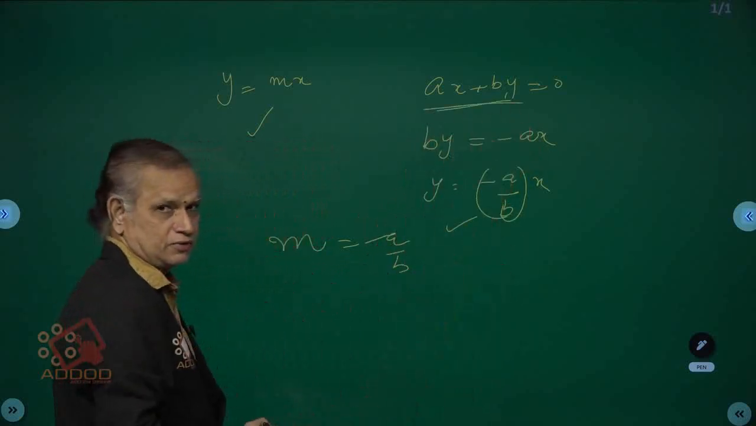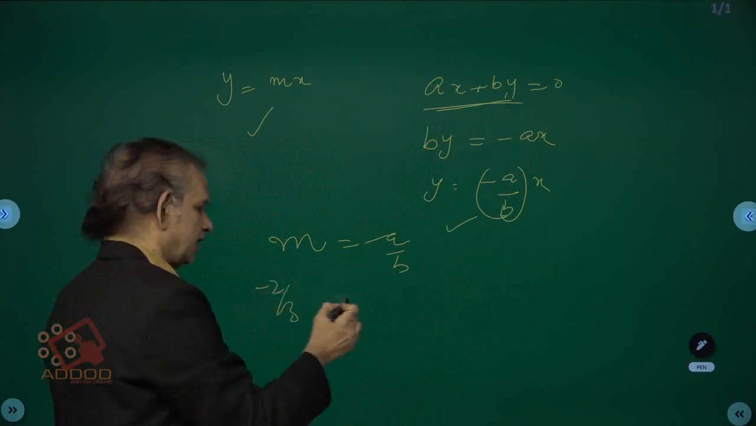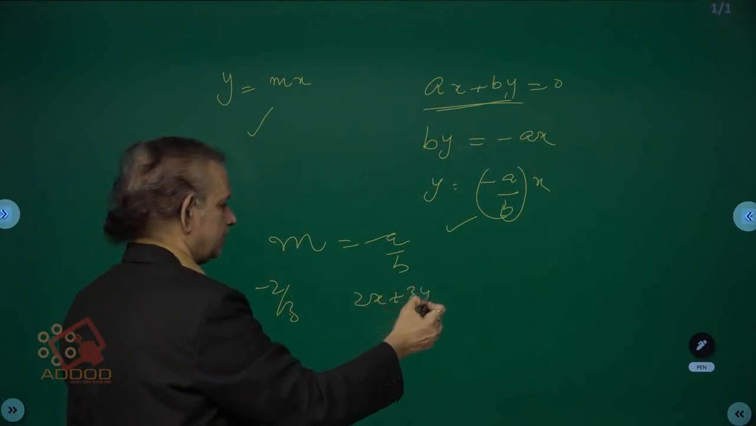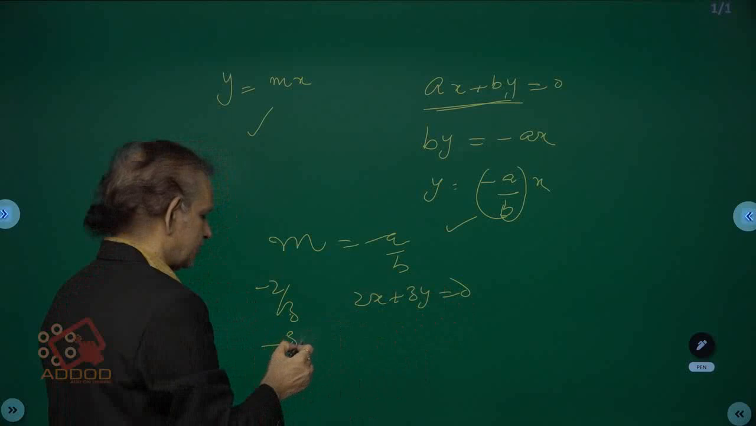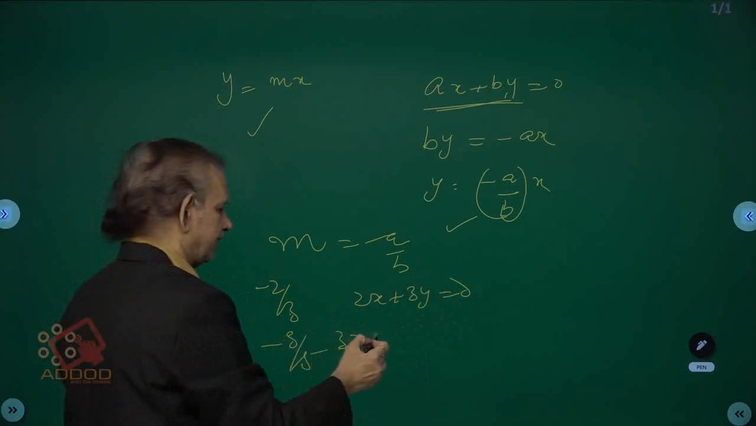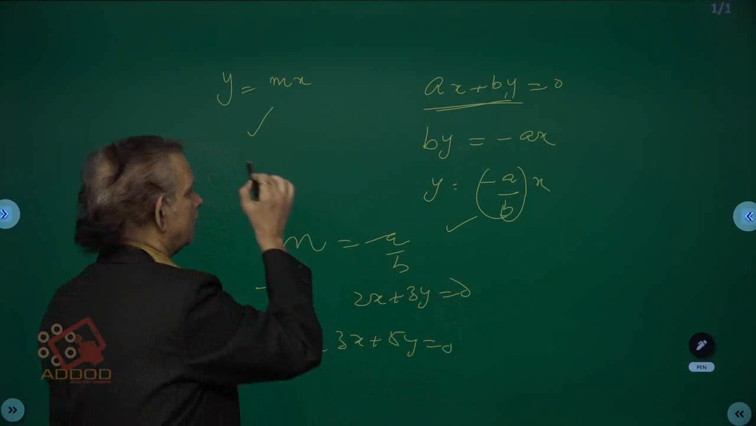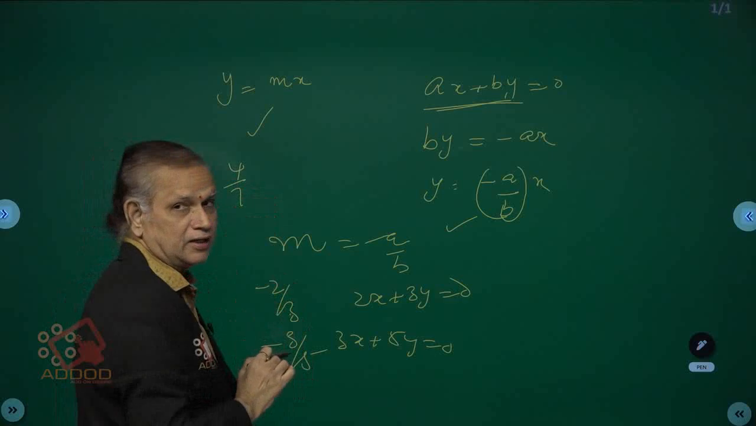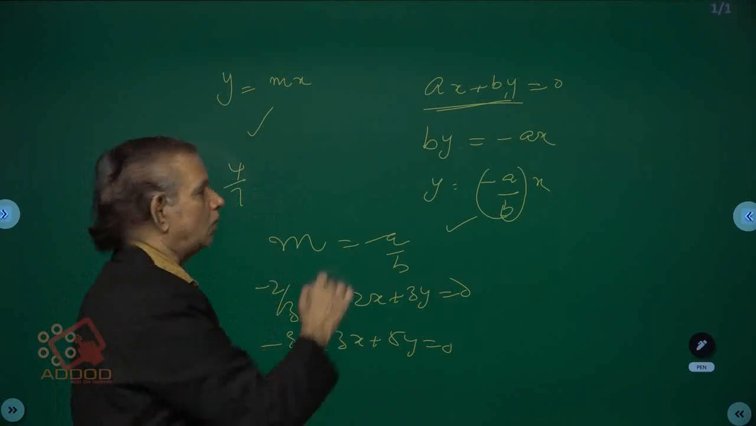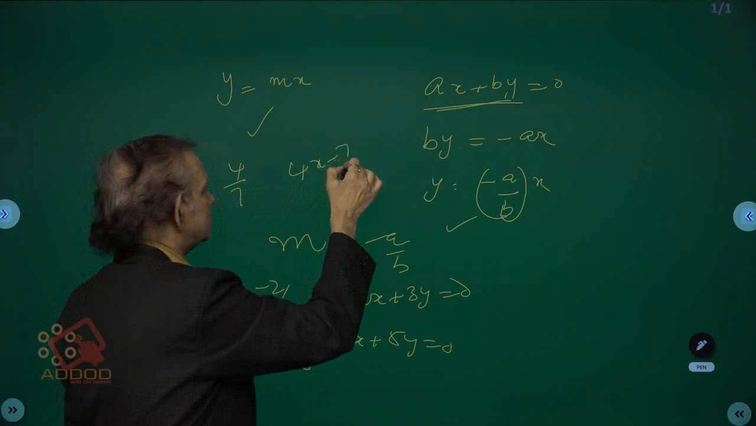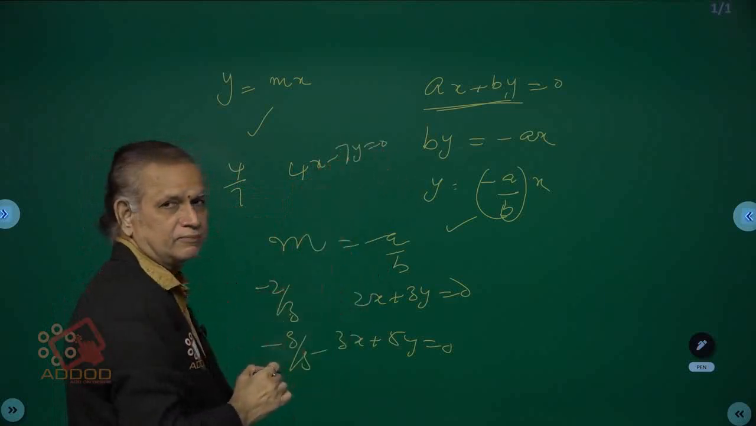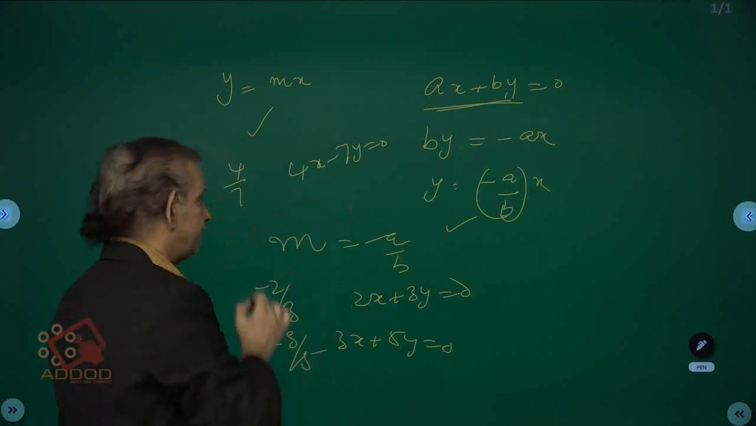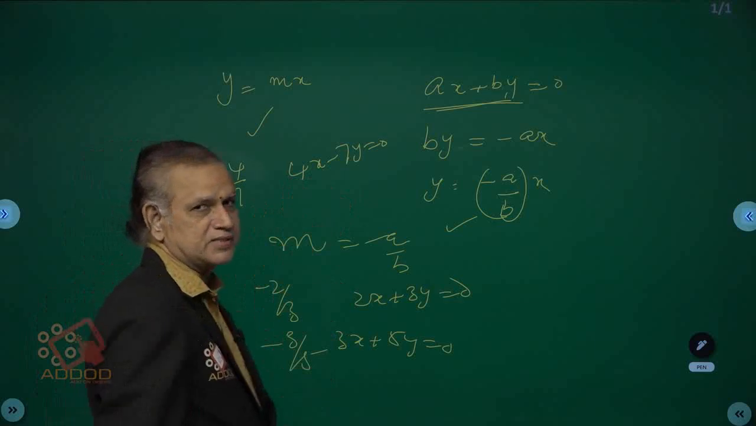If the slope is minus a by b, you have to start with the equation as ax plus by is equal to 0. If the slope is minus 2 by 3, equation is 2x plus 3y is equal to 0. If the slope is minus 3 by 5, 3x plus 5y is equal to 0. If the slope is 4 by 7, minus a by b is 4 by 7, so equation is 4x minus 7y is equal to 0. If it is 4 by 7, we start with 4x minus 7y. If it is minus 4 by 7, 4x plus 7y.